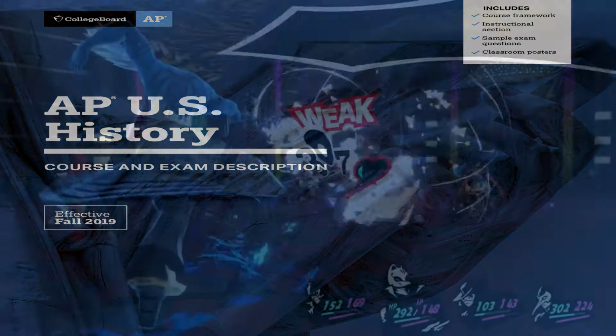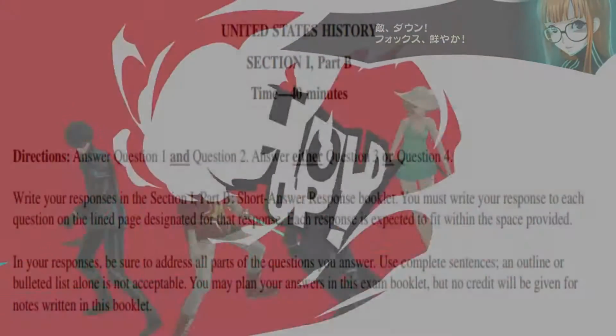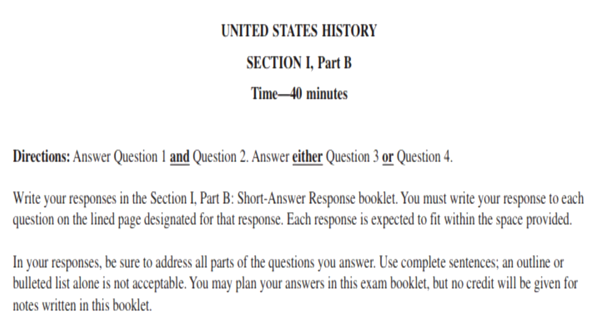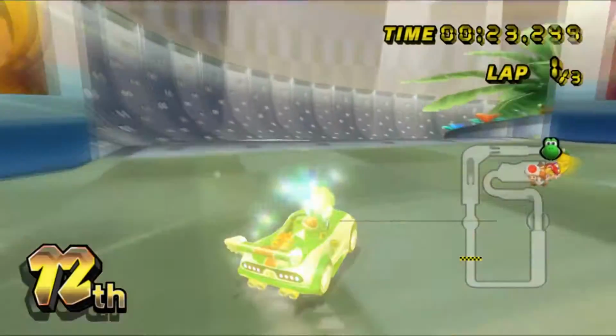So without further ado, let's hop right in and tackle the SAQ first, since it's the first thing you'll see before you tackle the DBQ and LEQ. Alright, now hopping into the SAQ.